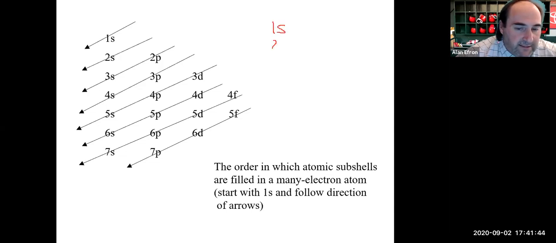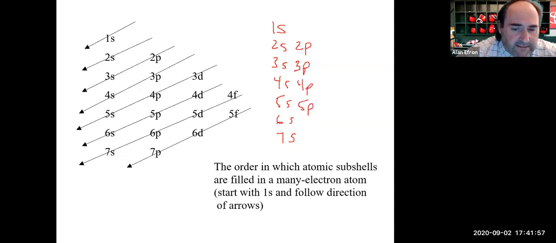So you just go 1s, 2s, 3s, 4s, 5s, 6s, and 7s. Then you start with the p's on the second: 2p, 3p, 4p, 5p, 6p, and 7p. Then the d's happen on the third energy level, 3d, 4d, 5d, 6d, and the f's don't start until the fourth energy level, 4f and 5f.